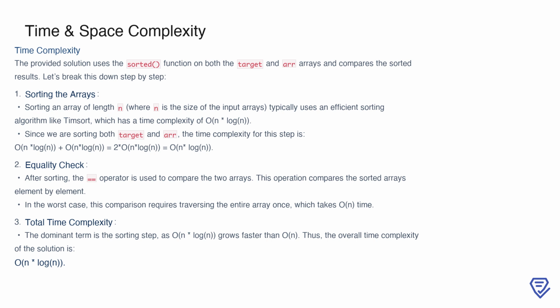Next, the equality check uses the equal sign operator, which compares the sorted arrays element by element. In the worst case, this comparison involves traversing all n elements, taking O(n) time. However, when combining these steps, the sorting operation dominates because O(n*log n) grows faster than O(n) as n increases. Therefore, the overall time complexity of the solution is O(n*log n).